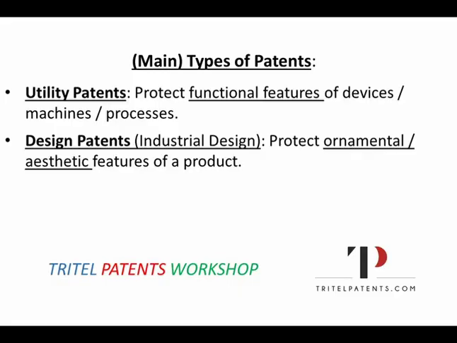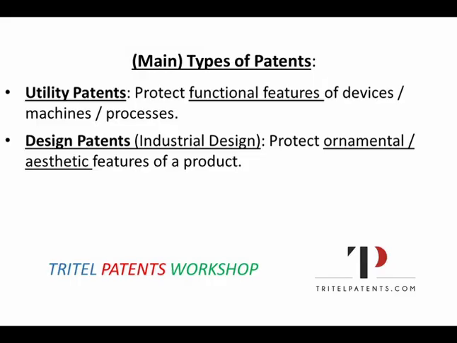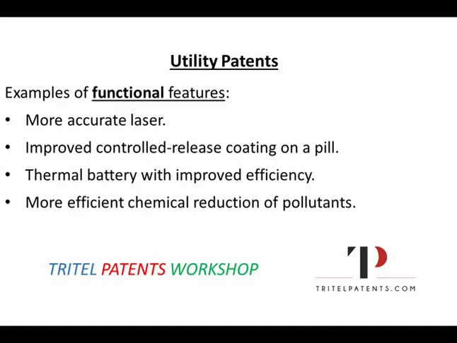We mentioned that there are two major types of patents. Those are utility patents and design patents. They differ in the following way. Utility patents cover the functional features of a device or machine or process. What makes this device, machine, process better than the previous ones? On the other hand, a design patent, or sometimes also known as an industrial design, protects ornamental or aesthetic features of a product.